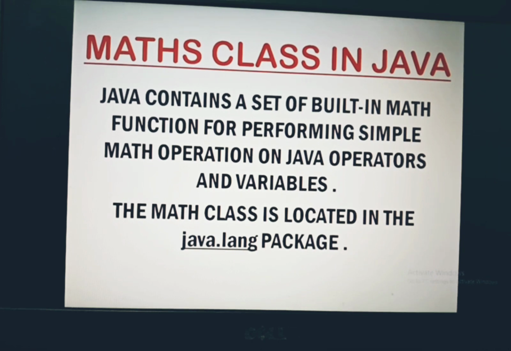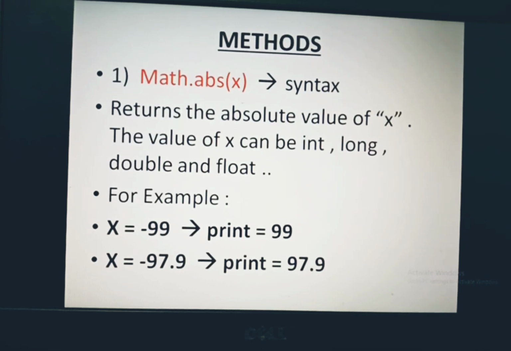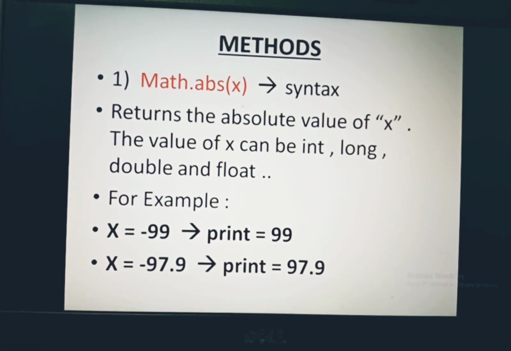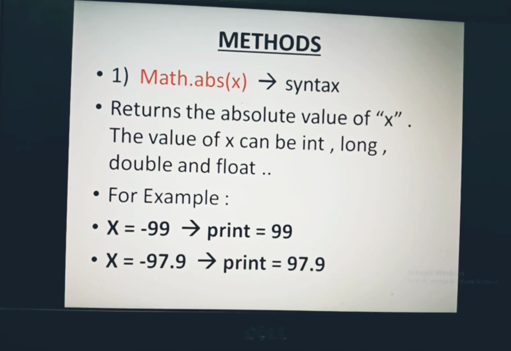So our first method is Math.abs. This is the syntax for this method, and its function is that it returns the absolute value of x, which means that if there is any sign with x, minus or plus, it will remove that sign and print the number itself. The value of x which we input can be int, long, double or float, any data type.